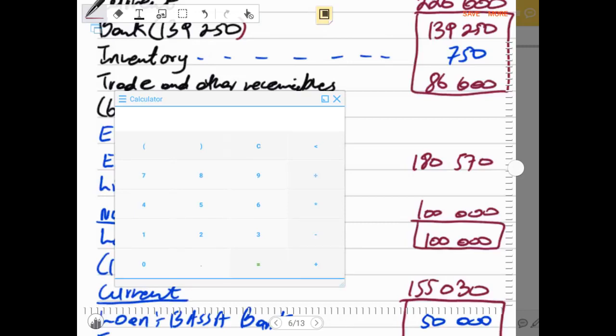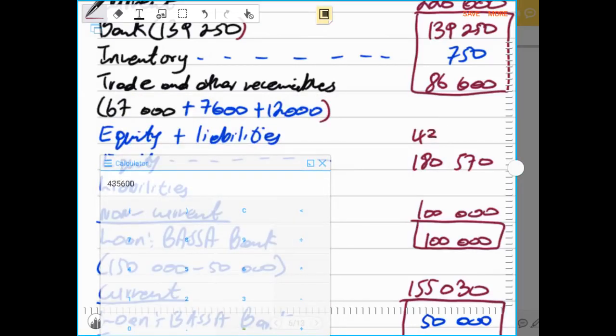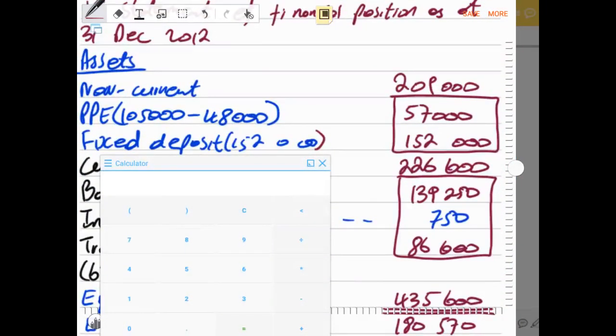Let me check it again. 180,570 plus 100,000 plus 155,030, that gave us 435, which is total equity and liability. This is 435,600. This is our total equity and liability. Then we go to our assets. We check if everything balances.